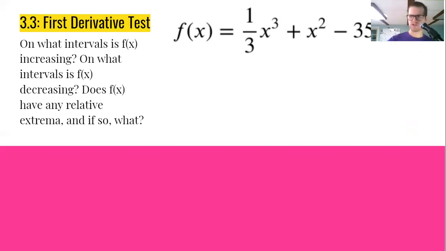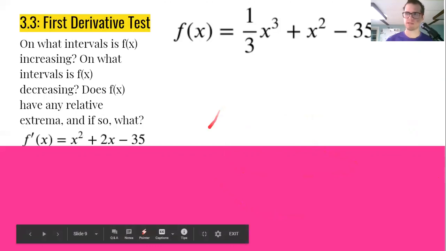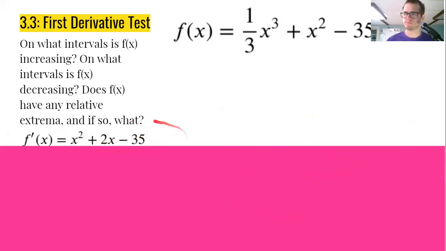I notice increasing, decreasing, relative extrema. The first derivative test reminds me that I should look at the derivative to help me determine all of those things. So let's get a derivative. Bam, derivative. Now that I have the derivative, I'm probably just going to make a sign chart because I can get all the information I need from a sign chart. So I'm just going to make that real quick.